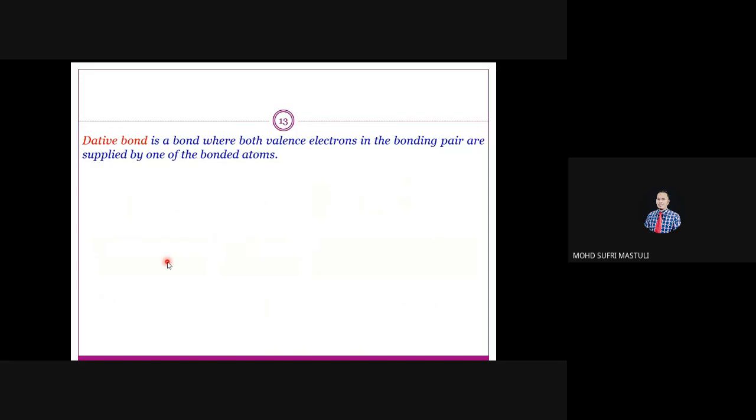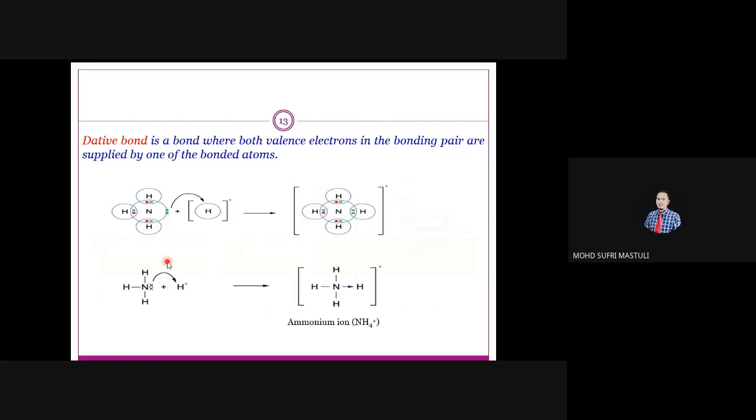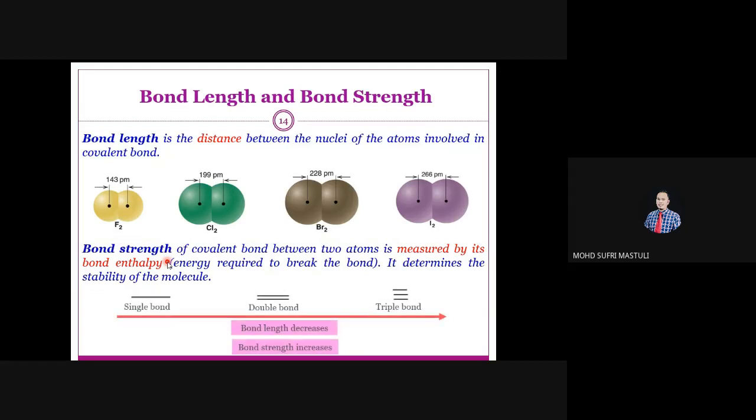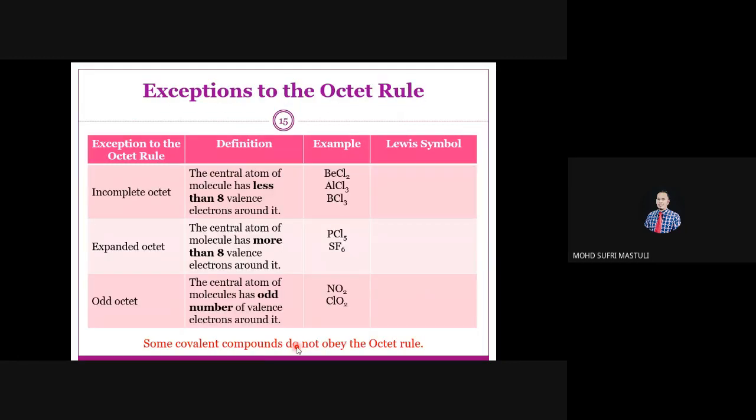And this is additional information: additive bonding, or coordination bonding, normally the bonds used in coordination compounds. And this is additional knowledge in terms of length and strength. Try to remember the comparison between the single, double, and triple bonds in terms of length and strength: length decreases, strength increases. And the exceptions to the octet rule.